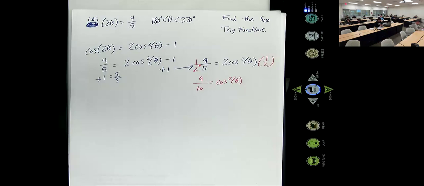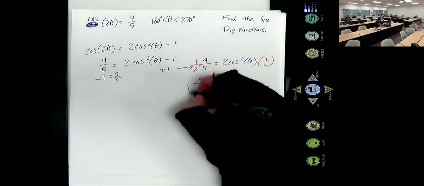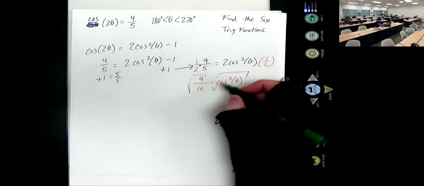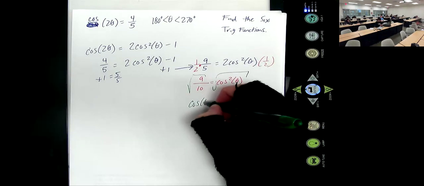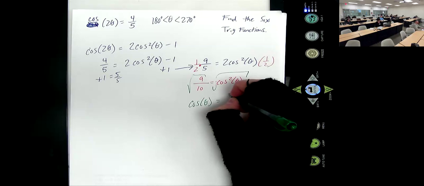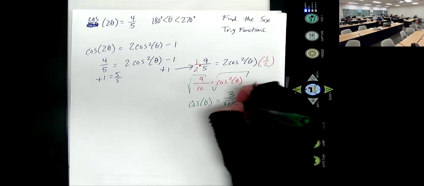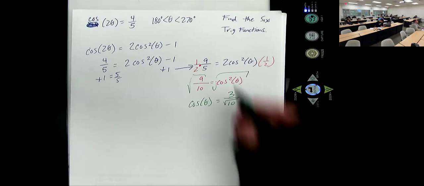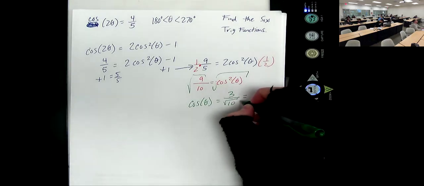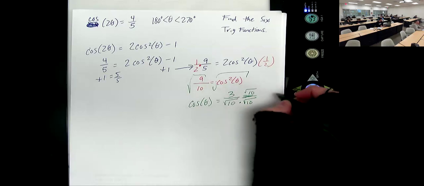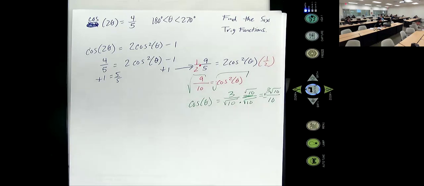And if we take the square root, and put the cosine theta on the left, the square root of 9 on top is 3, and I've got the square root of 10 on the bottom. If I rationalize this by multiplying top and bottom by square root of 10, I get 3 root 10 over 10. And this is a plus or minus.